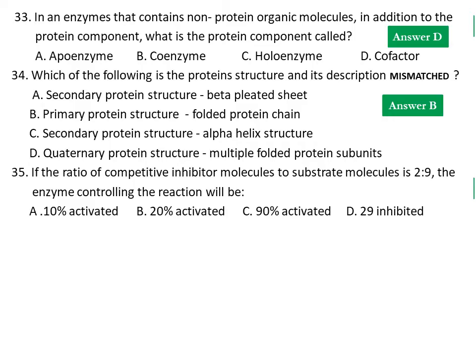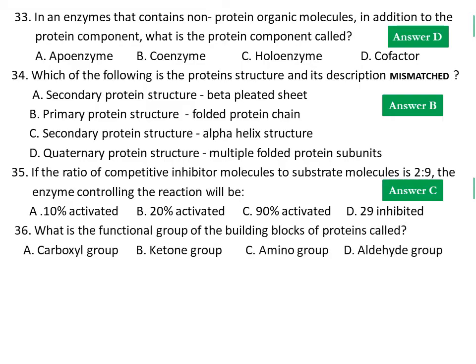Question 35. If the ratio of competitive inhibitor molecules to substrate molecules is 2 to 9, the enzyme-controlled reaction will be A. 10% activated, B. 20% deactivated, C. 19% activated, D. 29% inhibited. So the answer should be C. 90%, 20% is activated when 20% is inhibited. So the answer is perfectly C.